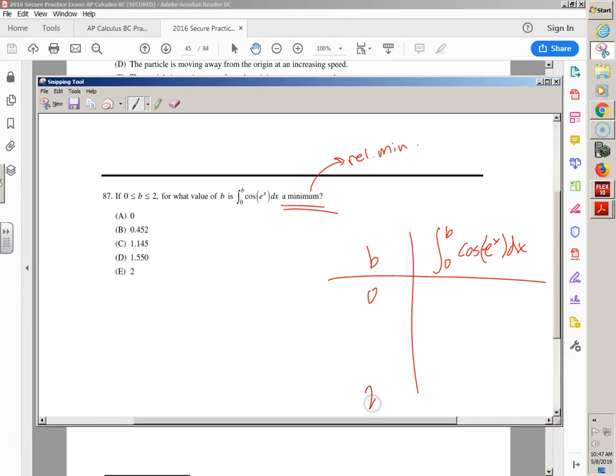So 0 and 2, 0 to 0, 0. 0 to 2, I would plug into my calculator and get a value for. But I need to make sure there are no critical numbers. So critical numbers, I need to take the derivative. I guess technically, to be all nice and proper, since x's are inside, I'll do d/db of the integral from 0 to b of cosine of e^x dx.